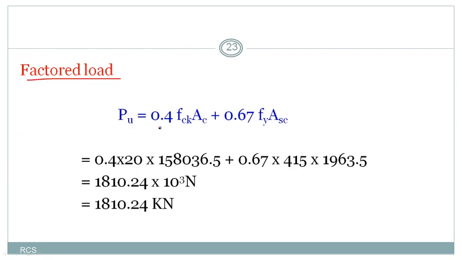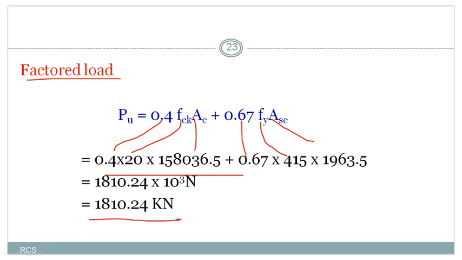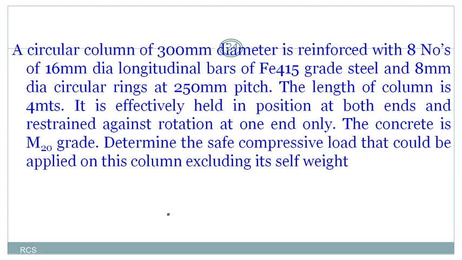So then you can calculate the factored load. P equal to 0.4 fck Ac plus 0.67 fy Asc. Now substitute those values: 0.4 fck, fck is 20, Ac is 158036.5, and 0.67 fy, fy equal to 415, Asc equal to 1963.5. If you simplify this equation, we will get the total factored load as 1810.24 kilonewtons.